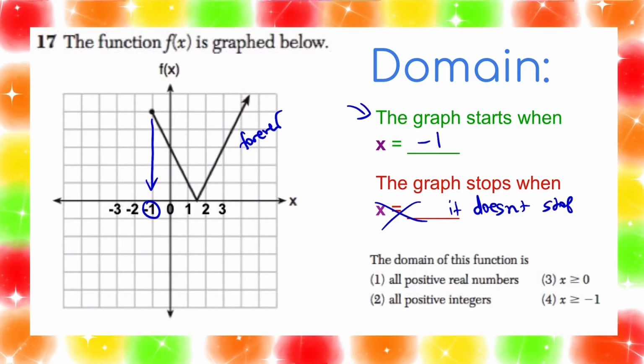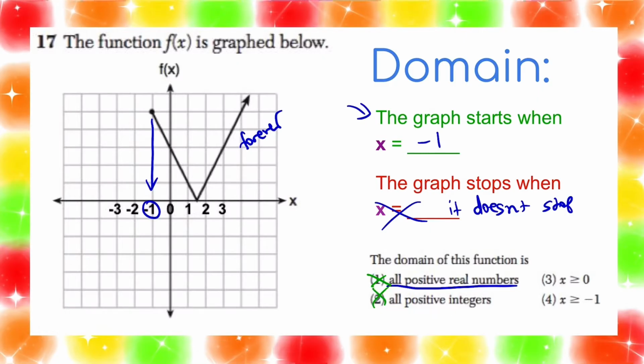Would the domain be all positive real numbers? No, because it doesn't include these numbers here. So it can't be all. And our next choice would be all positive integers. Nope, doesn't work because -1 is not positive, and that one works.